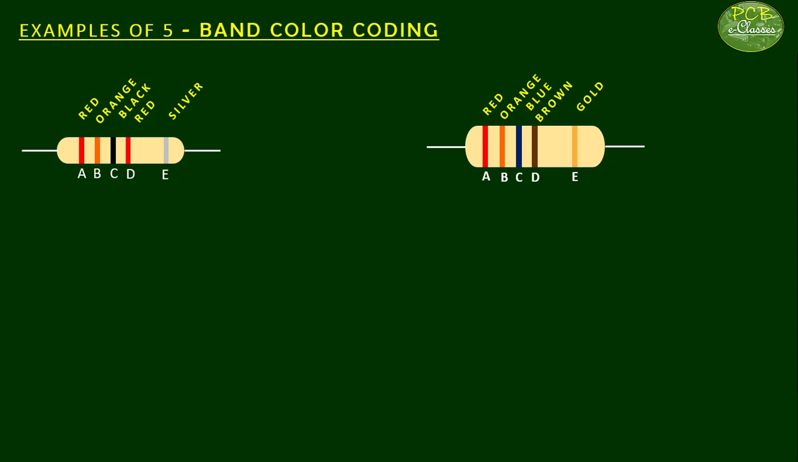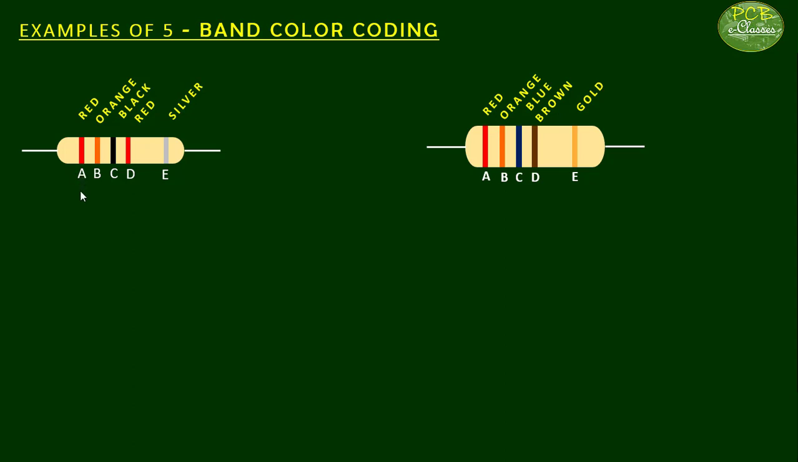Now on the left-hand side, you can see a resistor with 5-band color coding. What is the first color? Red. Second, orange. Third one, black. Fourth one, red. And the fifth one is silver. That is the tolerance part. We will discuss it later.